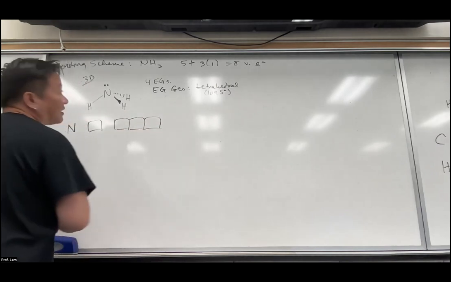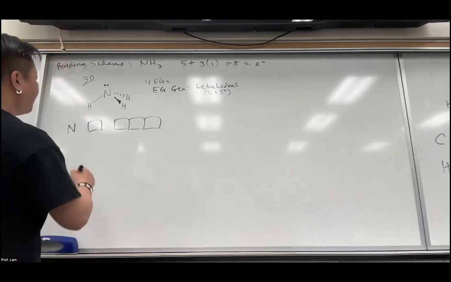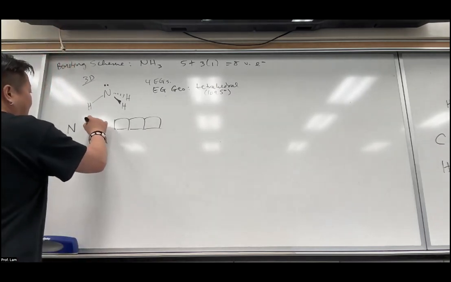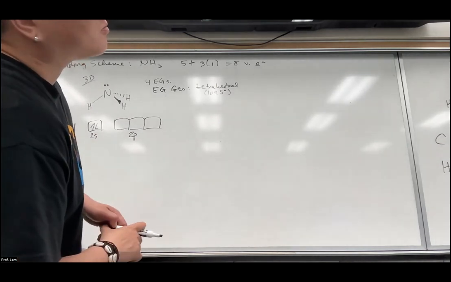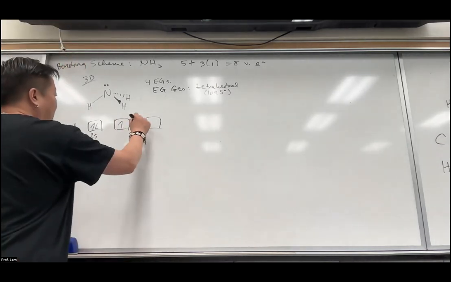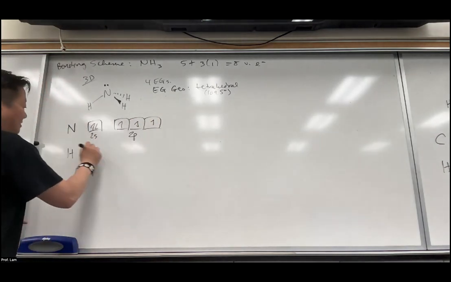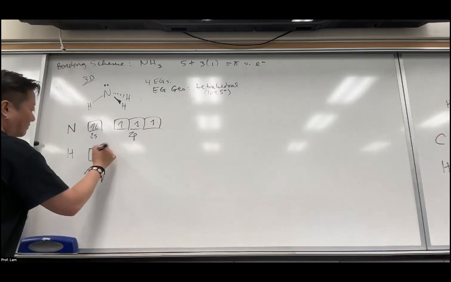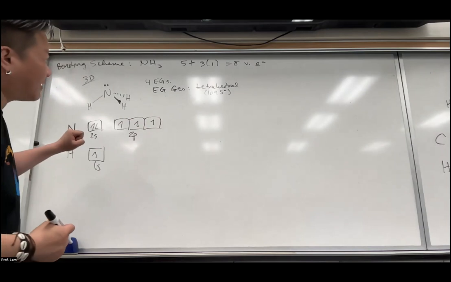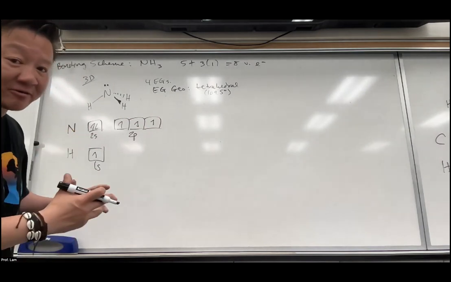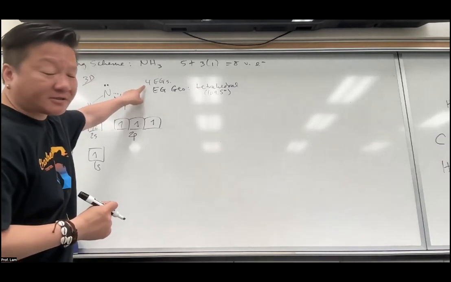orbital diagram. Nitrogen, brackets helium, 2s2, 2p3, 1, 2, 3. Okay. And then hydrogen, easy, is 1s1. Okay. All right, so now that I have all that, figure out the hybridization. I figure out the mixing. Again, it's based off the electron groups. That's why I get it first.